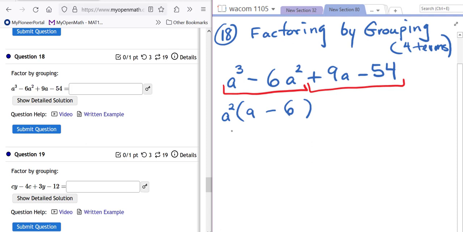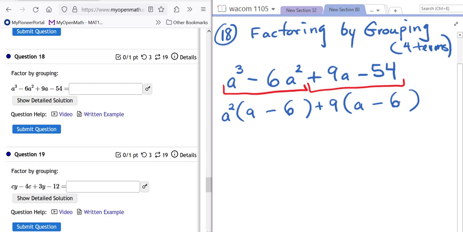And now we're going to look at the other group. Okay, in the other group, we're looking for a GCF. Okay, there is a 9. 9 into 54 goes 6. So we can do a 9. Make your parentheses. All right, and so we're missing an a. And then 9 into 54 goes 6. And it was minus, so we need a minus there.